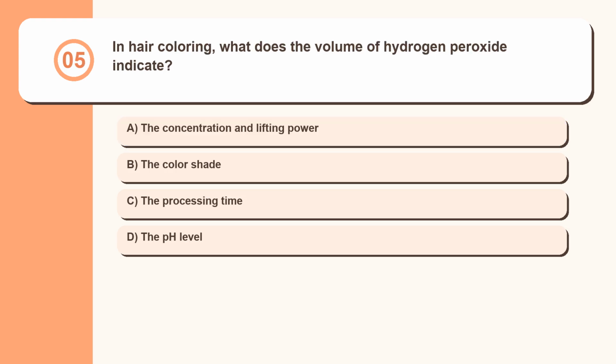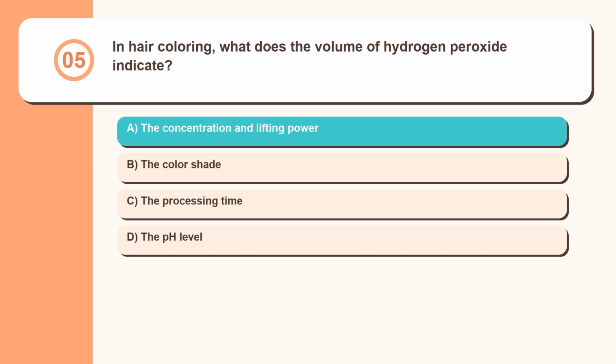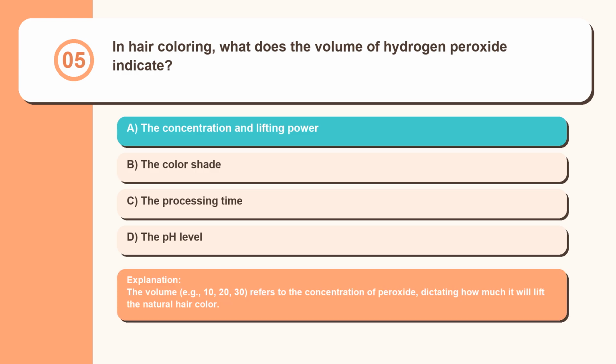Question 5. In hair coloring, what does the volume of hydrogen peroxide indicate? The concentration and lifting power, the color shade, the processing time, the pH level. The volume, example 10, 20, 30, refers to the concentration of peroxide, dictating how much it will lift the natural hair color.